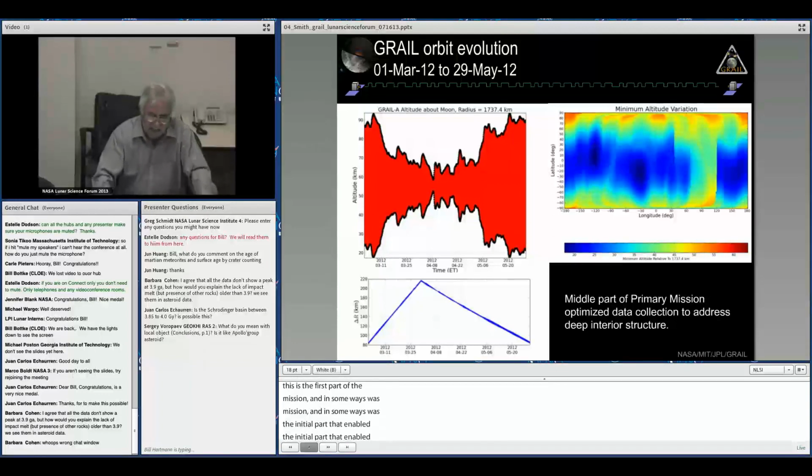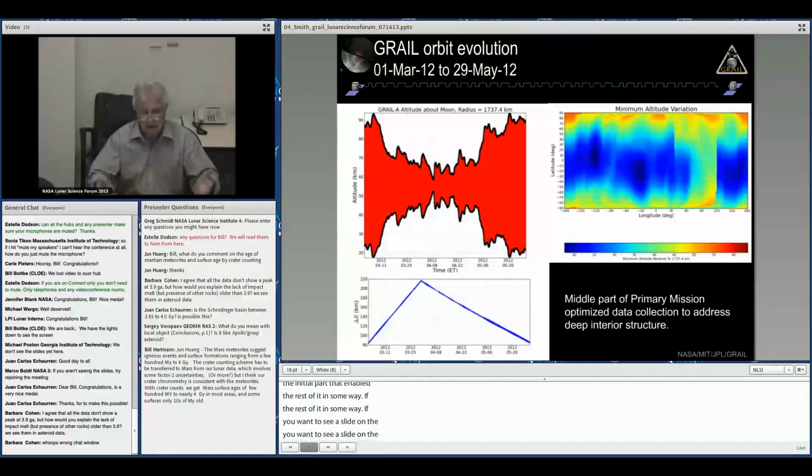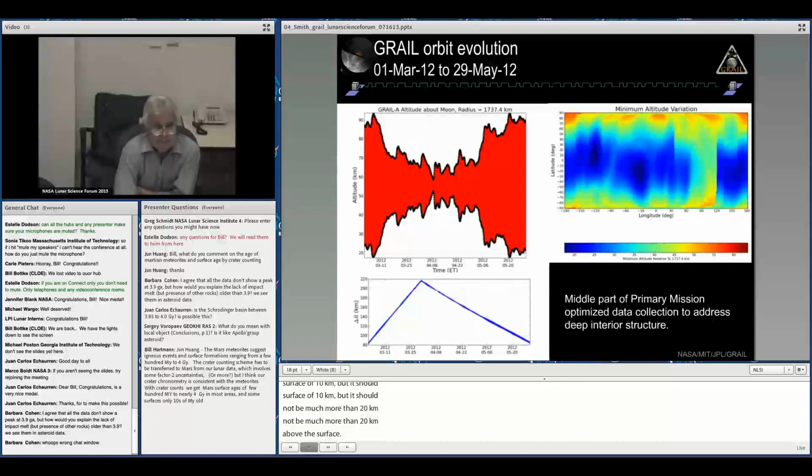And the next chart actually shows this issue of the altitude of the spacecraft. If you want to see a size on the surface of, I don't know, 10 kilometers, then you really shouldn't be much more than 20 kilometers above the surface or something of that kind. There is a relationship that one can essentially develop. But to see numbers, and we originally said scales of 1 degree, which is 30 kilometers on the moon, we really had to be down at 50 kilometers, and that's where we set the original mission.